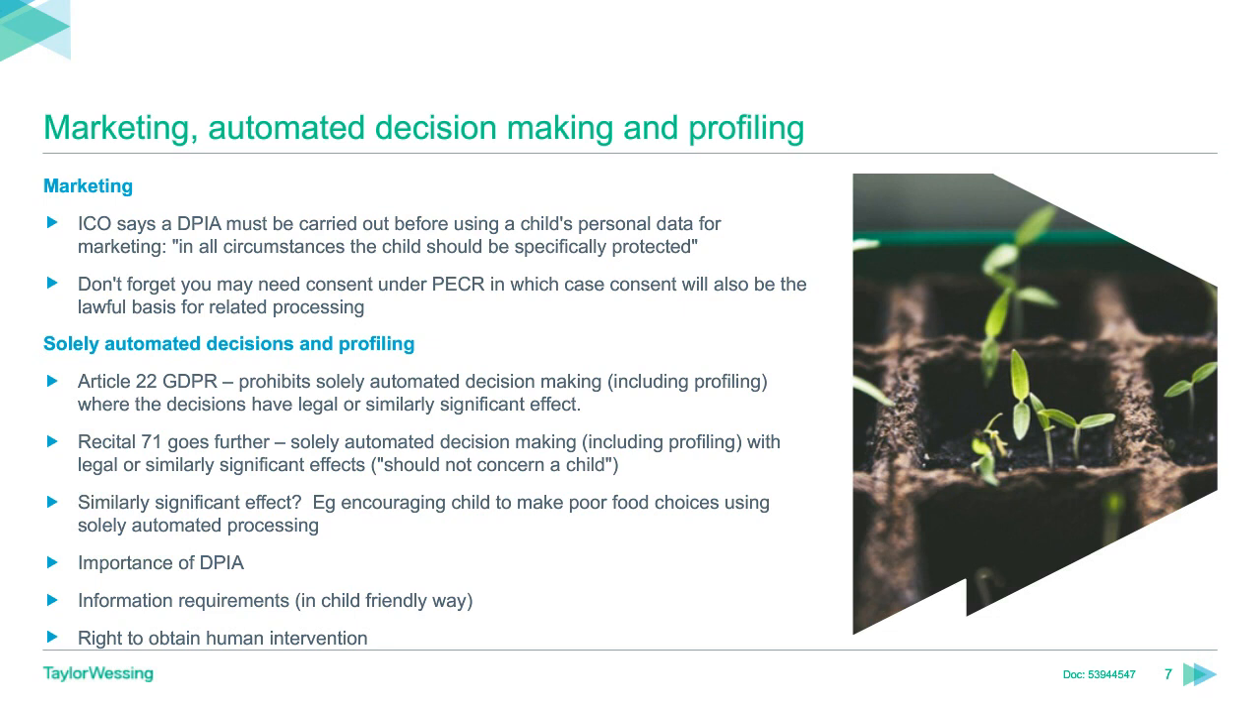Another area I want to highlight is solely automated decisions and profiling. Article 22 of the GDPR prohibits this where decisions have a legal or similarly significant effect on the individual, subject to limited exceptions. While Article 22 and the exceptions apply equally to child and adult data, Recital 71, again, that's one of those non-binding provisions, states explicitly that solely automated decision-making, including profiling, with legal or similarly significant effect, should not concern a child. It does appear to be possibly something of a drafting oversight that this isn't mirrored in the body of the GDPR, but it does show that this type of processing of children's data should, in the words of the ICO, not be the norm.